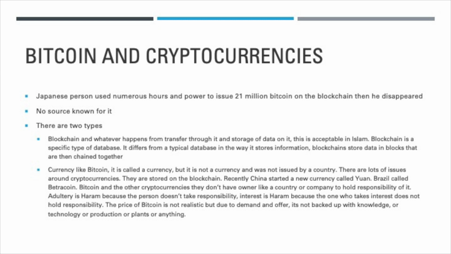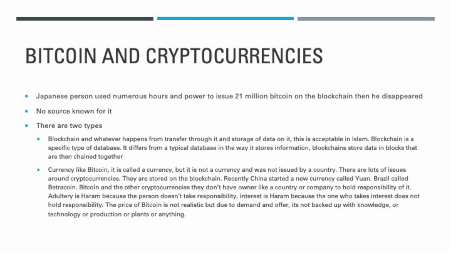Now we come to the cryptocurrencies and Bitcoin and its sisters and all of that. Bitcoin is called a currency. But is it a currency or not? This is what we are going to discuss. It's not a currency and was not issued by a country. As we said, it was issued by an individual who created these 21 million Bitcoins and then put them on the blockchain and disappeared. And people started mining and using it.